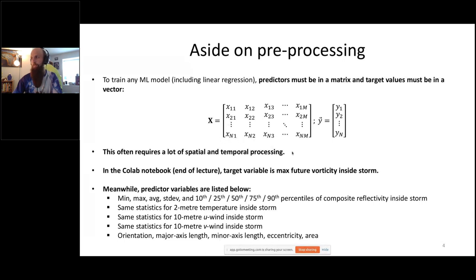And then you have this vector of target values. So these are the things you're trying to predict. These are the correct answers that you supply to the machine learning model. So for each example, you have one correct answer. For example, your input data could be characteristics of a thunderstorm, and then your output variable could be the maximum hail size produced by the thunderstorm. So Y1 would be the hail size for the first storm, Y2 would be the hail size for the second storm, and Y sub n would be the hail size for the nth storm.